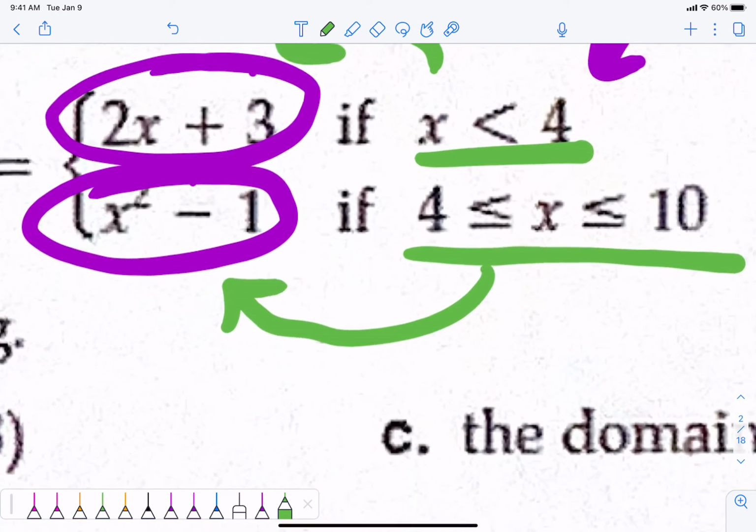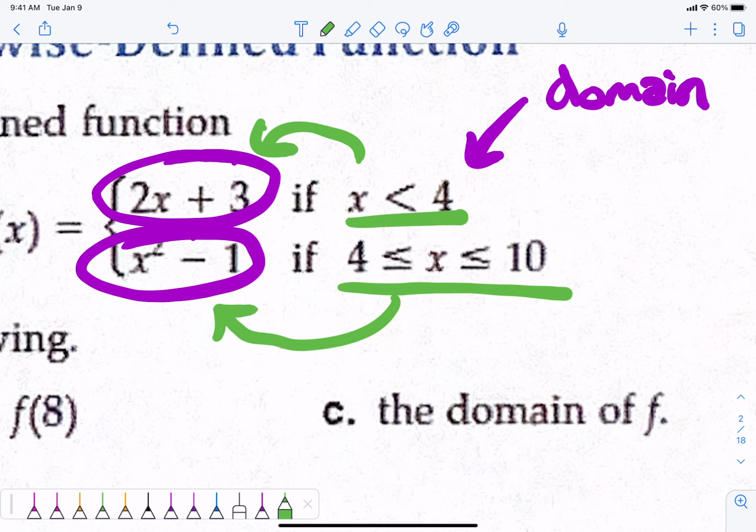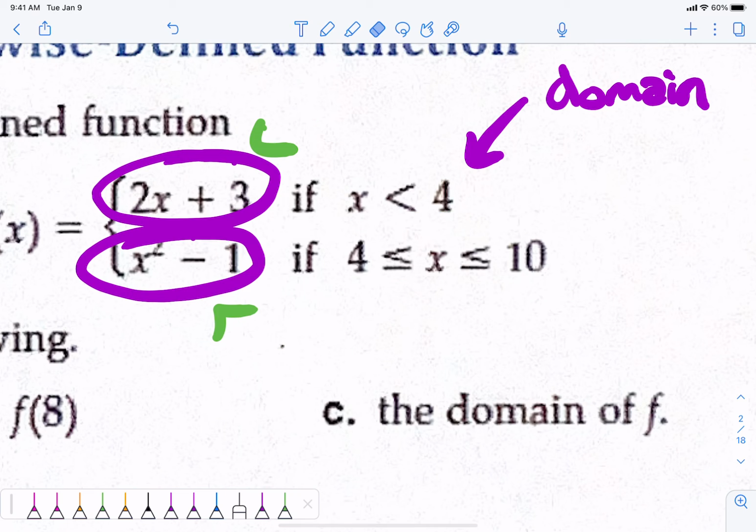So if it's a number that's less than 4, you're going to plug it into the top function. If it's a number that's between 4 and 10, you're going to plug it into the bottom function. Now, what if it's 4 exactly? Then you plug it into the bottom one, because it's equal to 4 on the bottom. It's not equal to 4 on the top, right? What if it's greater than 10? Just wait, we'll get to that.